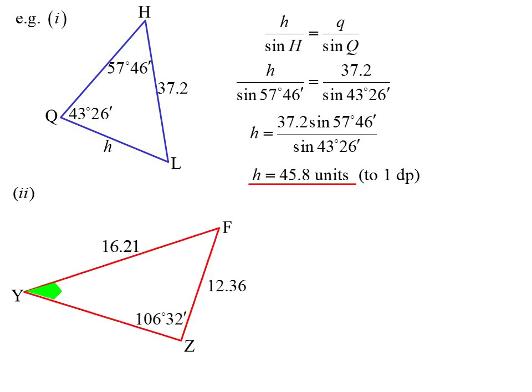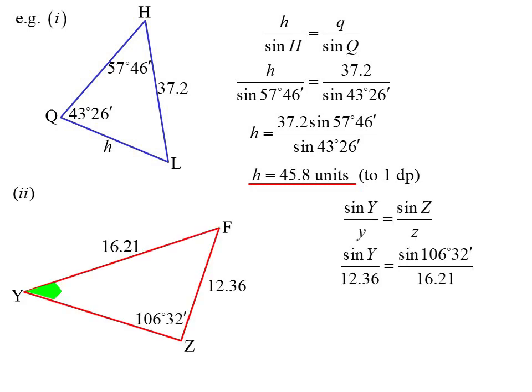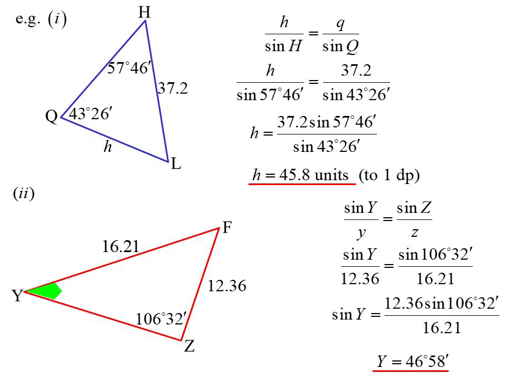Of course, it might be the angle that we want to find. Basically turn the sine rule upside down. It's easier if what you're trying to find is on the top of the fraction. So sine y over y equals sine z over z. Again, substitute in. That's what sine y is. So y is 46 degrees 58.